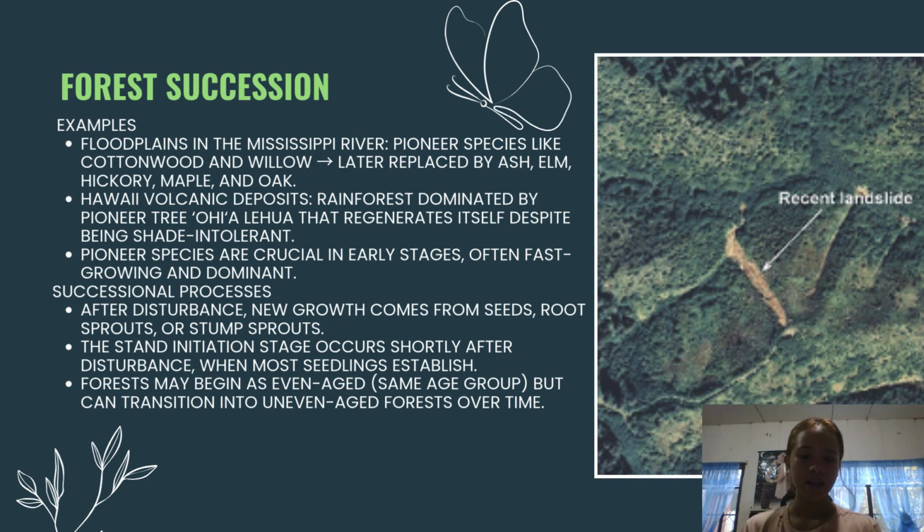Successional process. Succession usually starts after a disturbance, when new growth emerges from seeds, roots, sprouts, or stumps. This is called the initiation stage, where most seedlings establish in a short period. Forests here often look even-aged, but over time, competition and regeneration create an uneven-aged system with multiple age groups.